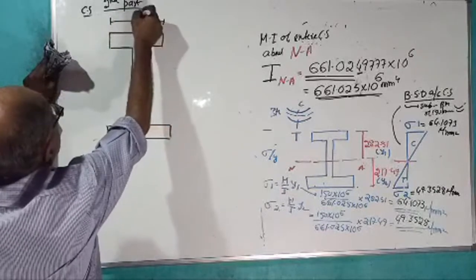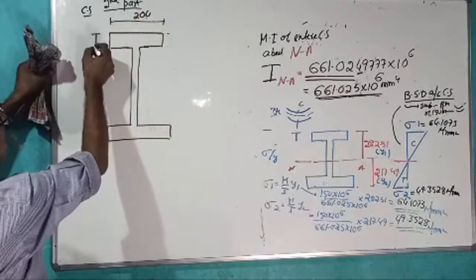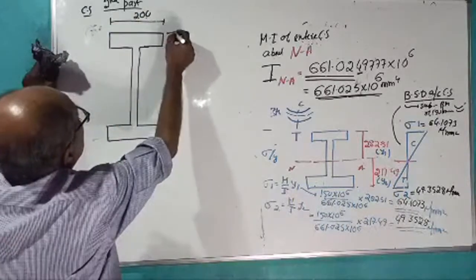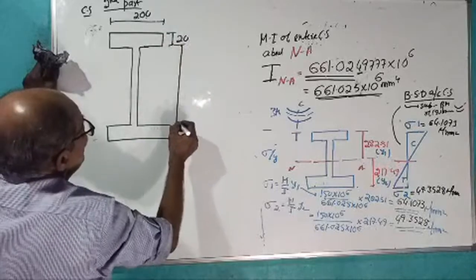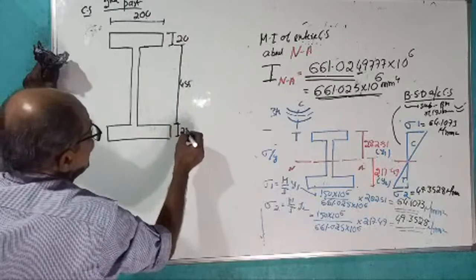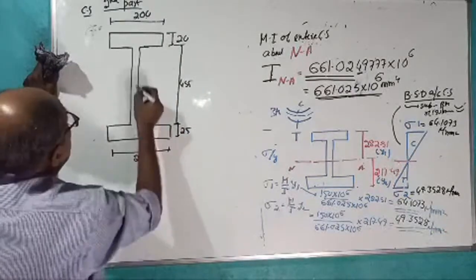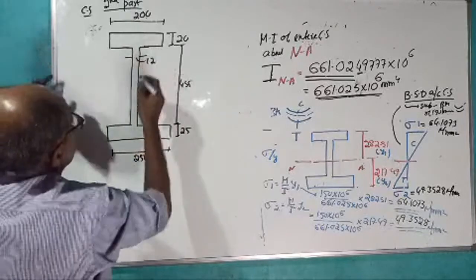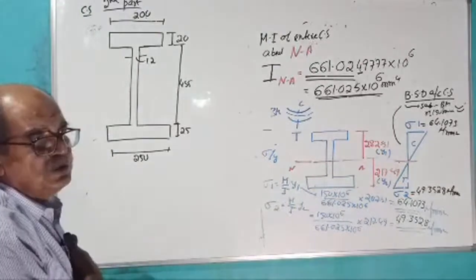A little fast, you tell. This is 200. I will write dimensions here. This is 20 millimeter, all in millimeter. This is 455 millimeter. This is 25 millimeter. I remember still, this is 250 millimeter. This is 12 millimeter. And now I do not want the CG actually. I want only the neutral axis.